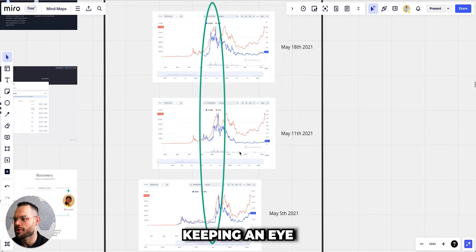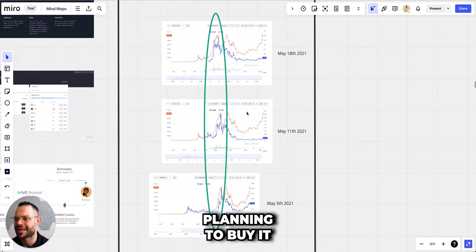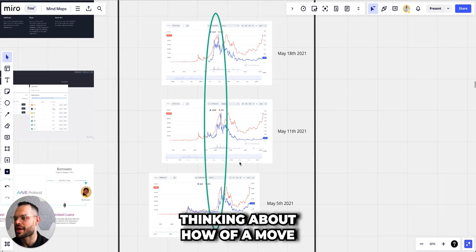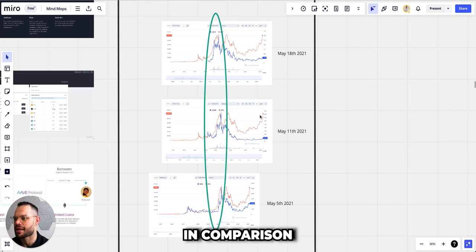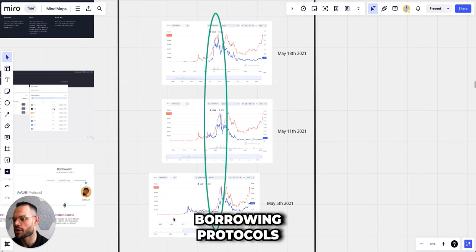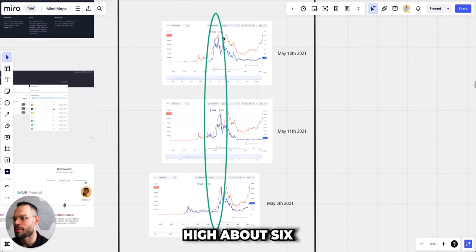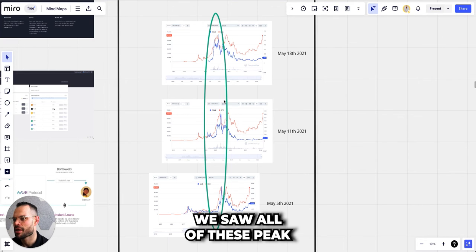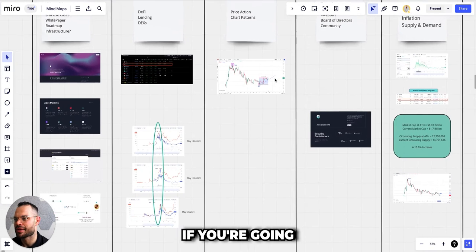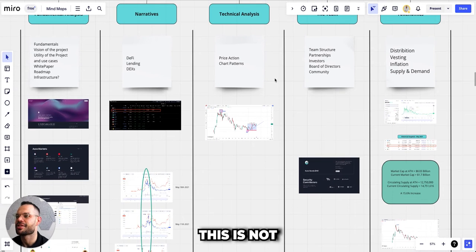So again, it's always worth keeping an eye, if you are holding Aave or planning to buy it, on how Aave moves as a token in terms of price activity in comparison to the other lending and borrowing protocols like Compound and Maker, because each of these protocols had their tokens peak at an all-time high about 6-7 months before Bitcoin peaked at the end of 2021. We saw all of these peak in a 12-day time span in May of 2021. So worth keeping an eye on that if you're going to be purchasing Aave. Again, this is not financial advice.